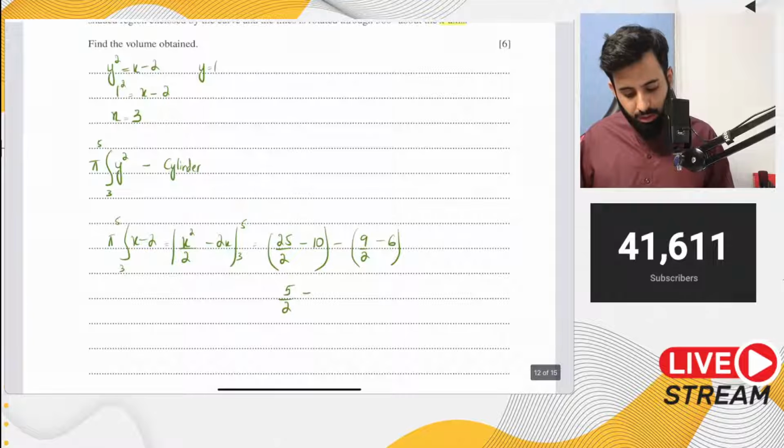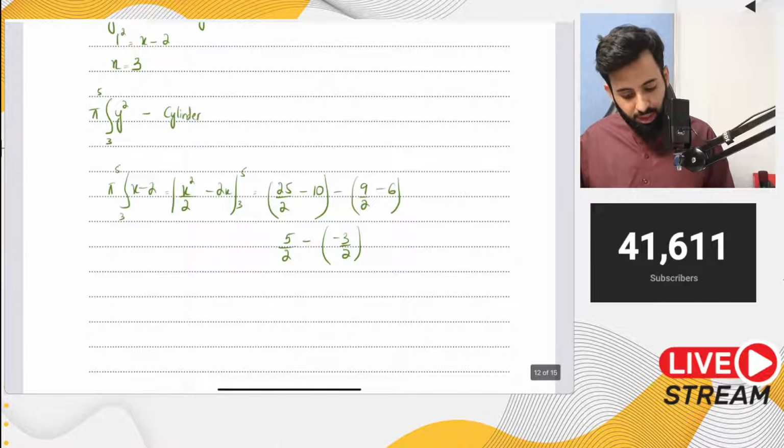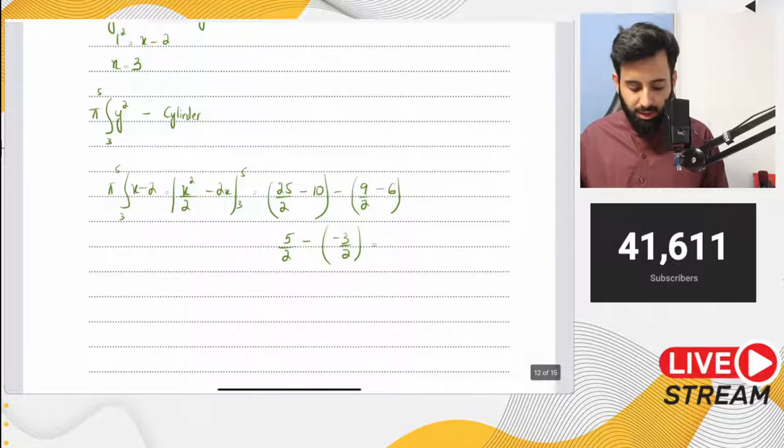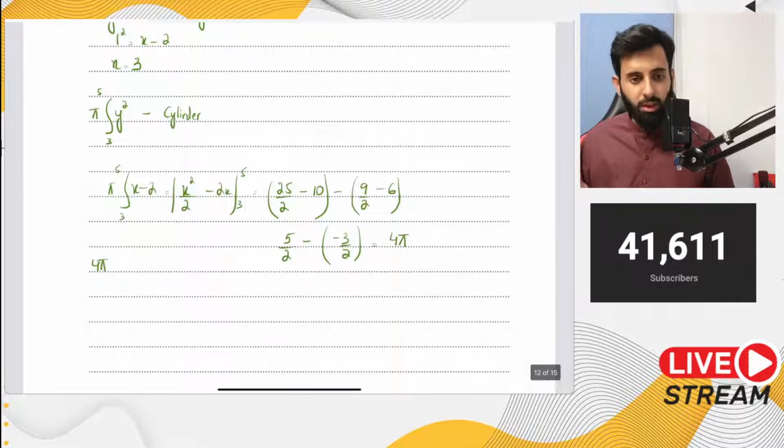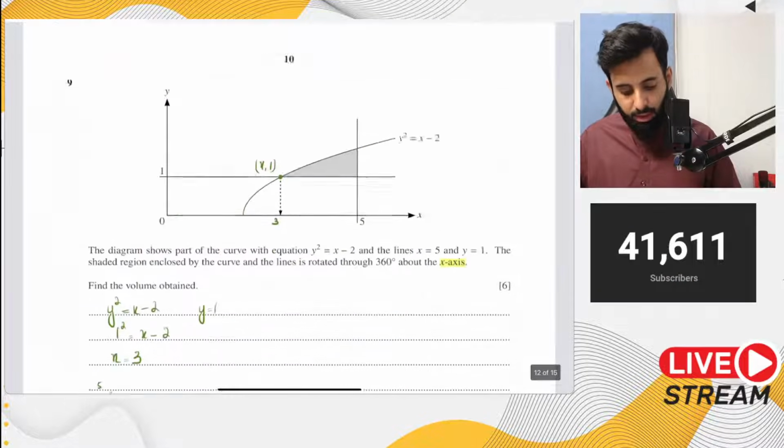I would strongly advise that you use a calculator. Sometimes when I'm using mental maths, I mess things up. You don't want to do that, that'll just be throwing away marks. 2 into 6 is 12. 9 minus 12 is minus 3, so minus 3 upon 2. So 5 minus 3 upon 2 becomes 5 plus 3 upon 2, which means 5 plus 3, that's 8. 8 upon 2 is 4. So 4 pi is the volume that we obtain when we rotate the curve 360 degrees about the x-axis.